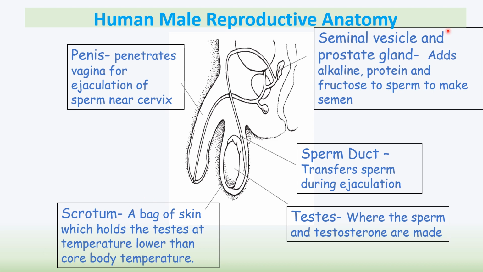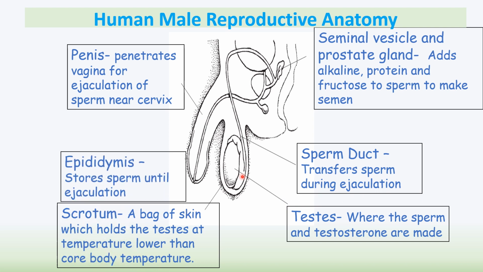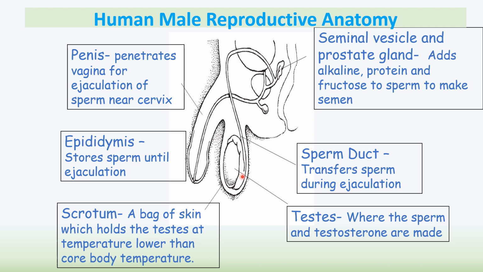The seminal vesicle and prostate gland add alkaline protein and fructose to the sperm to make semen, and the sperm duct transfers sperm during ejaculation. The testes is obviously where testosterone is made and sperm is produced. We also have something called the epididymis, which is, I suppose, this layer here, and this is where the sperm is stored until ejaculation.